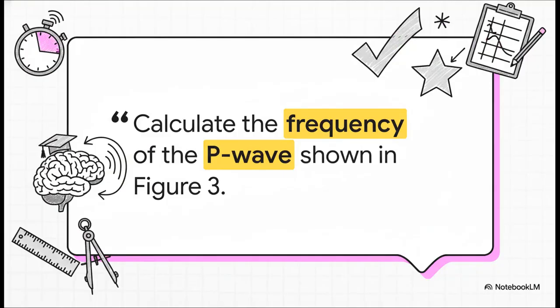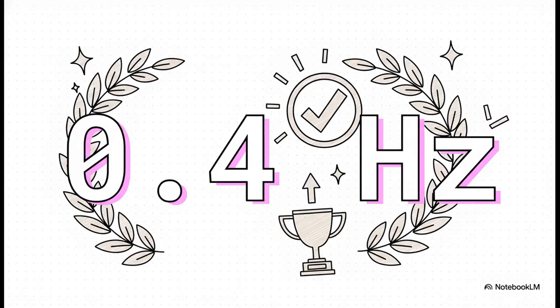First up, question 03.2. We're asked to calculate the frequency of the P wave shown in figure 3. Now the mark scheme tells us this is worth only 1 mark. What does that tell you? It means they're looking for one simple, straight-to-the-point answer, no messing around. And boom, there's the answer, 0.4 Hertz. The mark scheme is crystal clear. You get 1 mark for just writing 0.4. It's a single, precise value. And just like that, that's 1 mark in the bag.